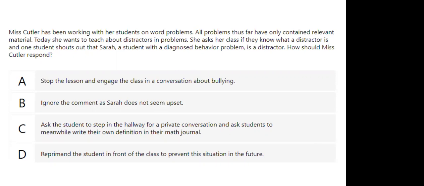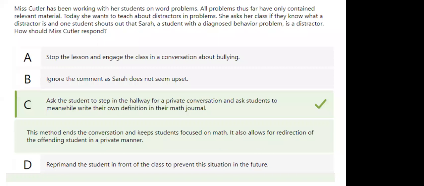I know you've chosen the correct answer. She's going to ask the student to step in the hallway, right, for a private conversation. This method ends the conversation and keeps students focused on their math. Remember, you handle the situation as the teacher in the classroom, but you also handle the disruption. It allows for redirection of the offending student in a private manner.